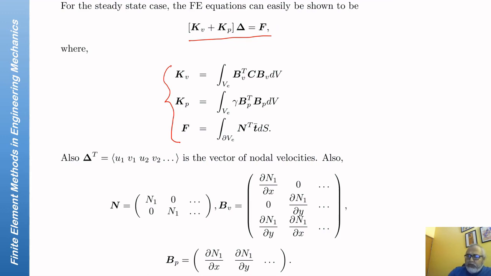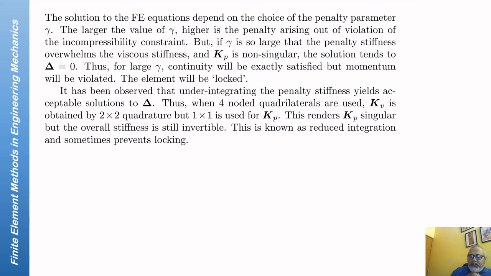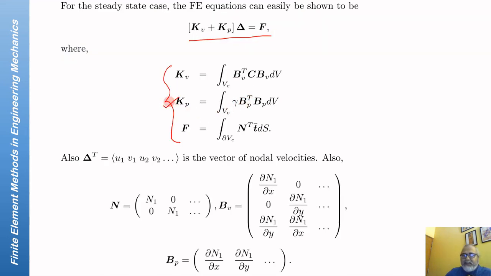And the choice of penalty parameter is important here. Remember, this Kp is called the penalty stiffness. This is the stiffness that contains the penalty parameter. The choice of the penalty parameter is of course very important. If it's very large, the constraints are better imposed. But what might happen is Kp might overwhelm Kv. As a result, your total matrix may be dominated by Kp, and therefore you may get ill conditioning. On the other hand, if gamma is too small, then the constraint is not imposed properly, and therefore incompressibility is not maintained in your problem. So you have to choose gamma carefully. And if you choose it well, you might be able to solve a problem of incompressible fluid flow using this formulation.